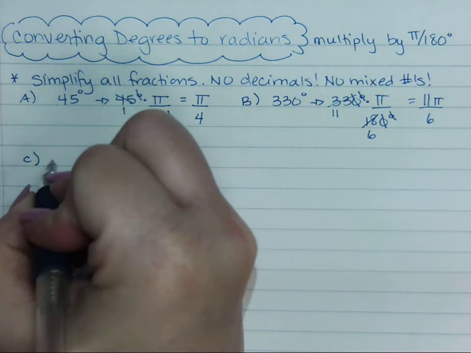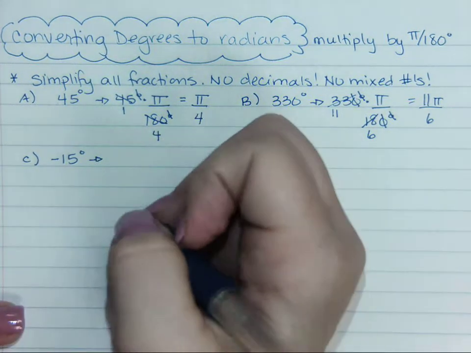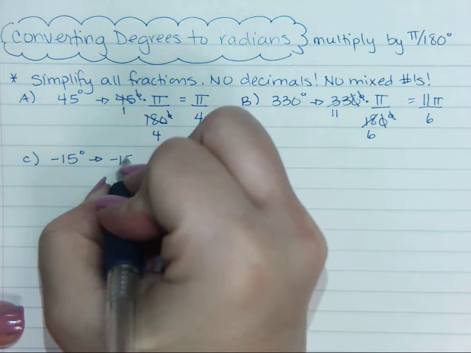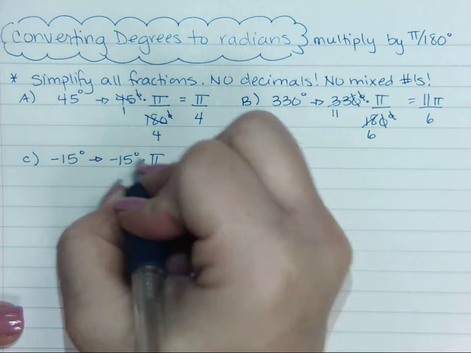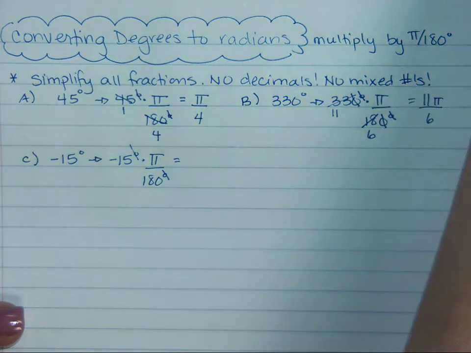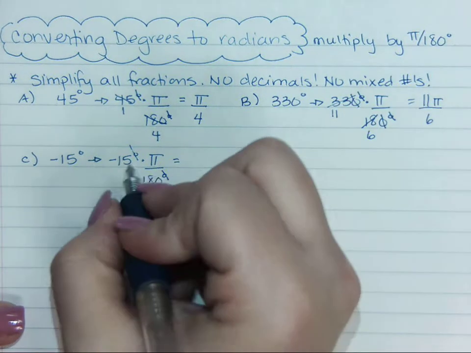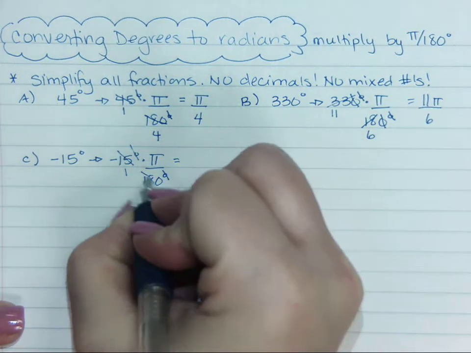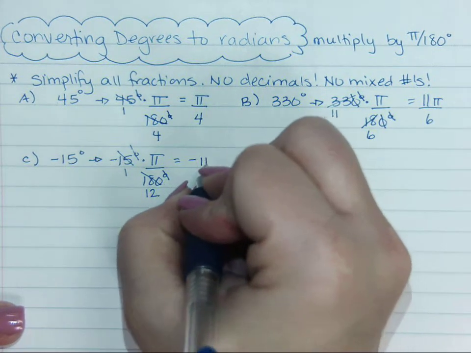The same thing works with negatives. Just remember I'm going down the other side of the unit circle. So negative 15 degrees times pi over 180. Now, again, I like to check. 180 divided by 15 goes in evenly. So 15 divided by itself is 1, 180 divided by 15 is 12, and this negative is still there.